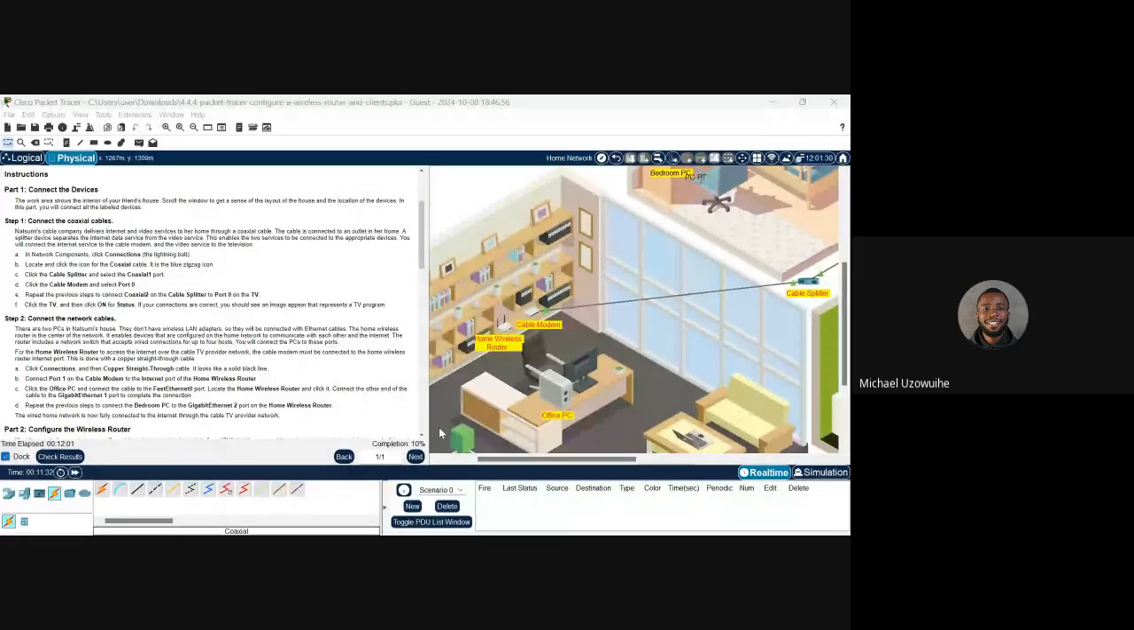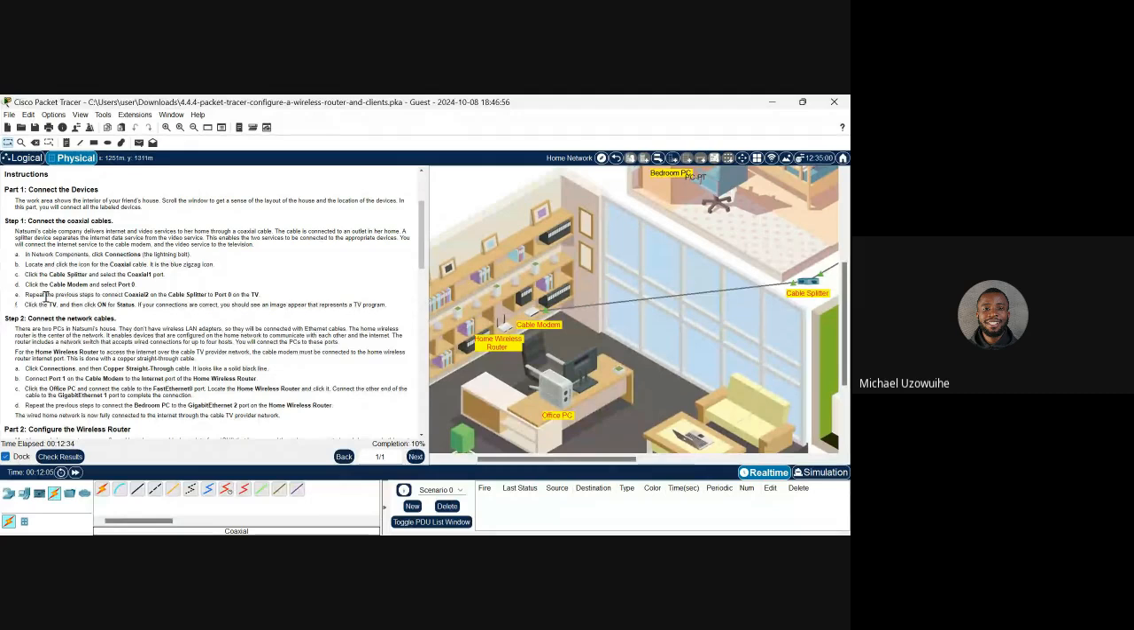All right, I know that most of you are into networking, so you are probably familiar with these cable types. I understand, but meanwhile, I told you I will still open up. But meanwhile, let's lay the foundation first. So as I'm saying, we have connected the cable splitter to the cable modem, and our completion rate has gone to 10% because we have done what is expected of us.